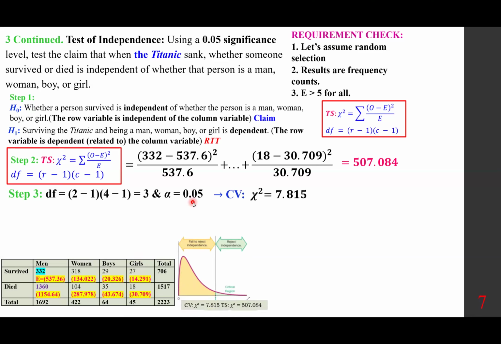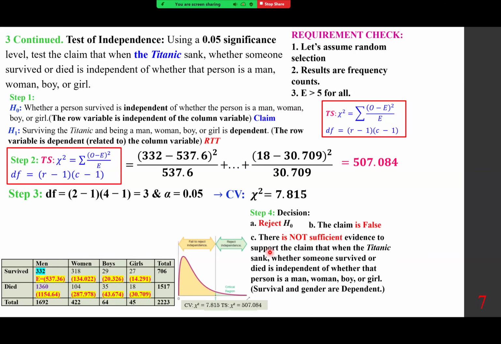And if you look at this, here's the graph. Here's chi-squared 7.815, the critical value. And this number is way into the rejection region. So reject H0. If you're rejecting H0, therefore you're rejecting the claim of independence. So the claim is false. There is not sufficient evidence to support the claim that when the Titanic sank, whether someone survived or died is independent of whether that person is a man, woman, boy, or a girl. Survival and gender are dependent.